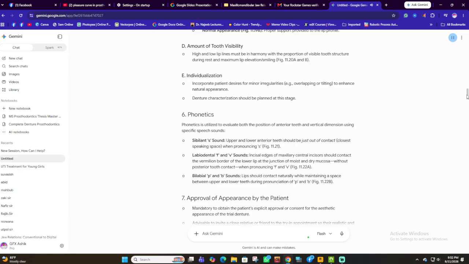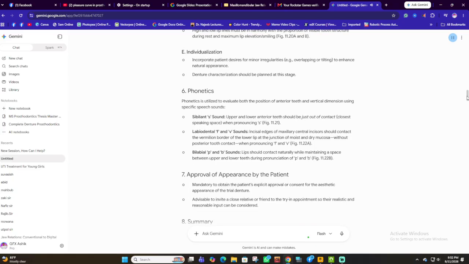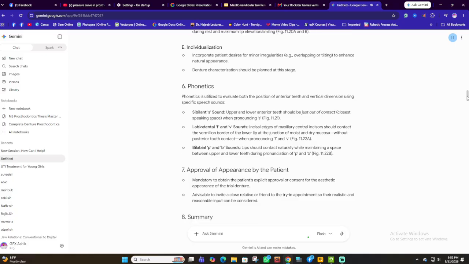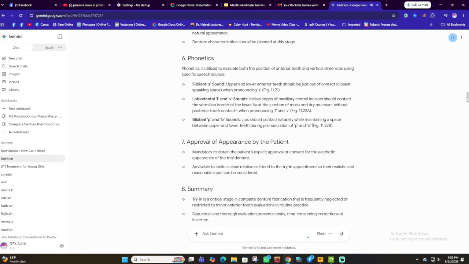Fig. 11.21. Labiodental F and V sounds. Incisal edges of maxillary central incisors should contact the vermilion border of the lower lip at the junction of moist and dry mucosa, without posterior tooth contact, when pronouncing F and V. Fig. 11.22A. Bilabial P and B sounds. Lips should contact naturally while maintaining a space between upper and lower teeth during pronunciation of P and B. Fig. 11.22B.